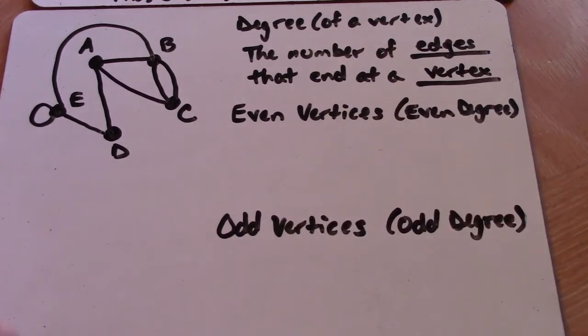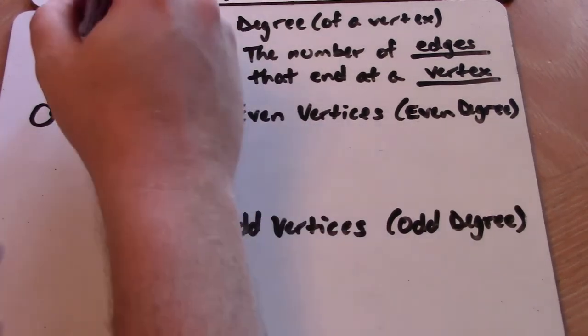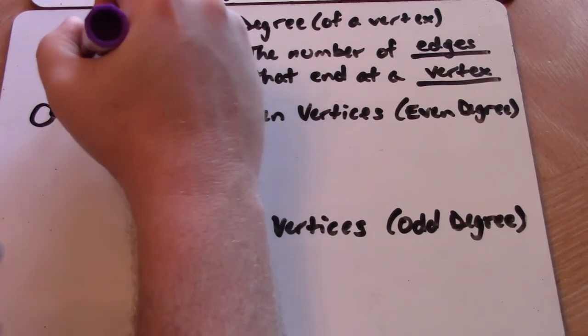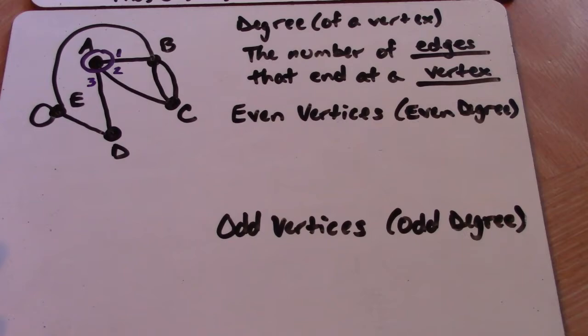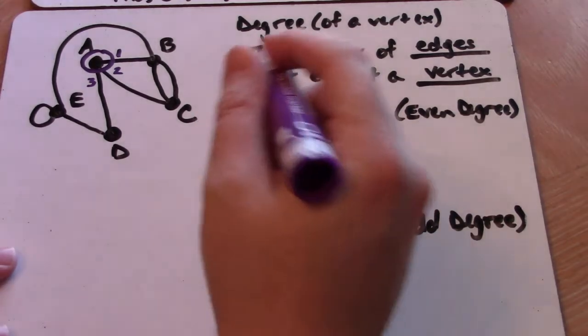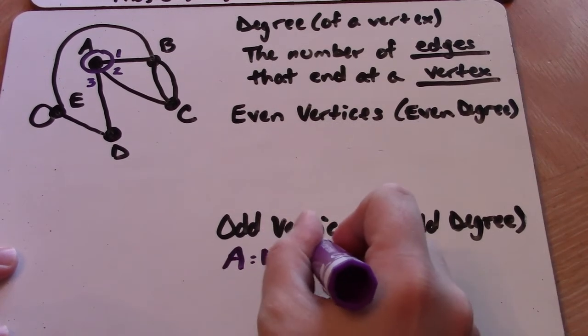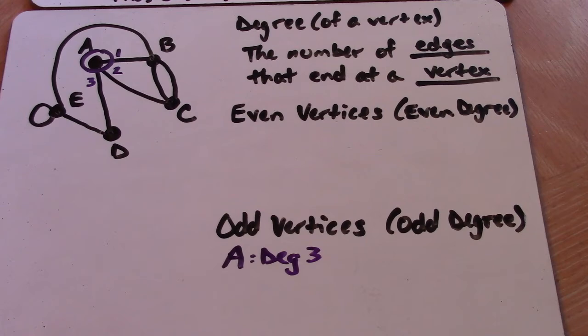So when we're looking at this graph, let's say we talk about A. A is an endpoint for 3 edges, AB, AC, and AD, which means that A is degree 3 because it has 3 edges ending there, which also means that A is what we call an odd vertex. It has an odd number of edges that end there, therefore its degree is odd, which makes it an odd vertex.